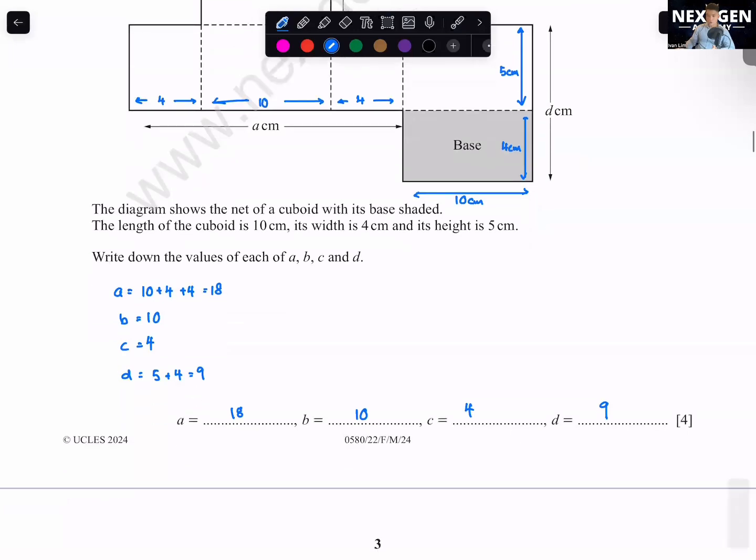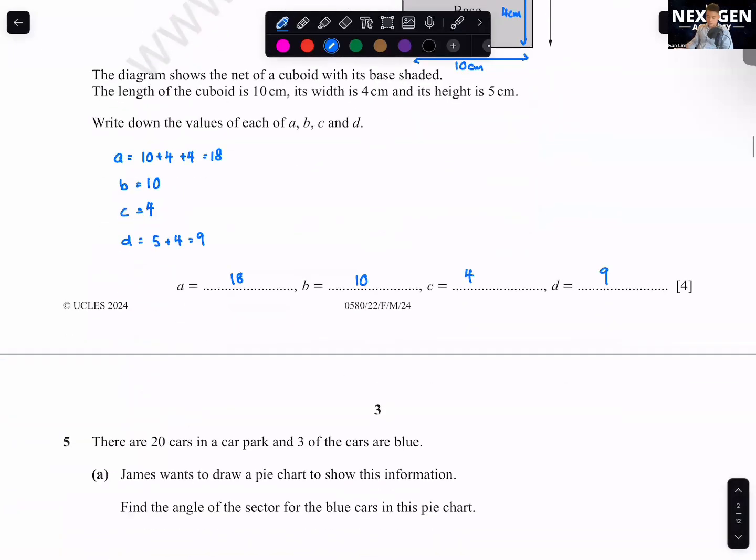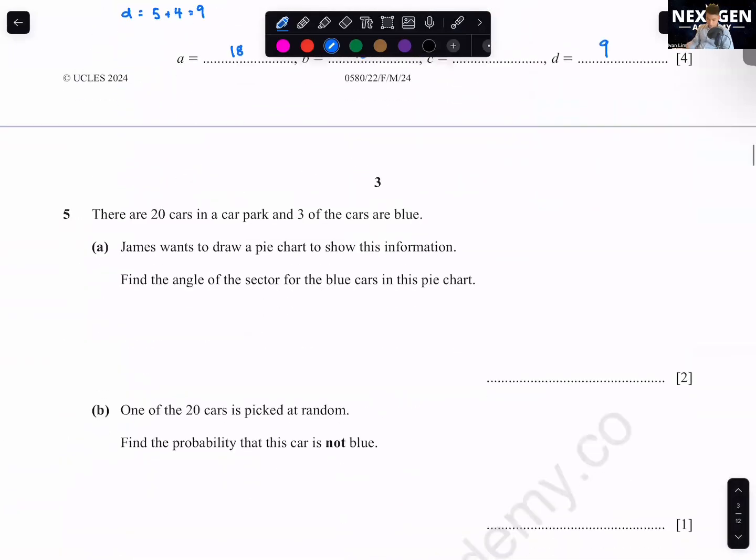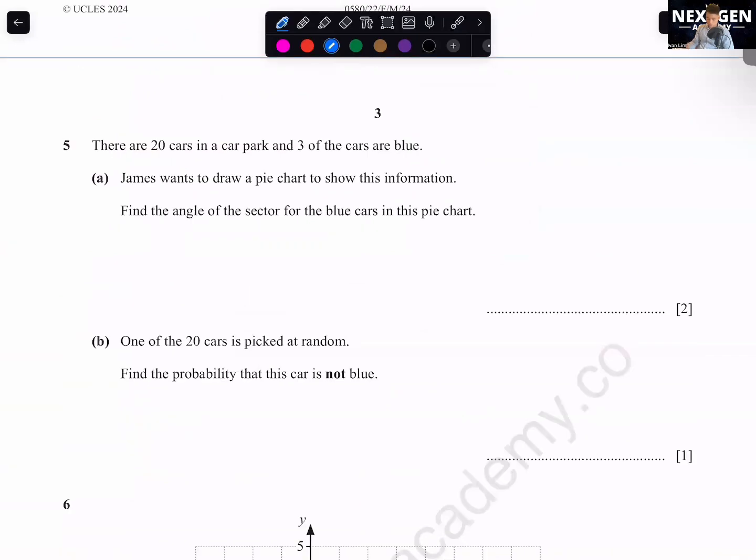Okay, let's go to question 5. There are 20 cars in the car park and 3 of the cars are blue. James wants to draw a pie chart to show this information. Find the angle of the sector for the blue cars in this pie chart. Okay, pie chart formula is just theta over, in this case is the ratio, times 360 degrees. So 3 over 20 times 360 degrees.